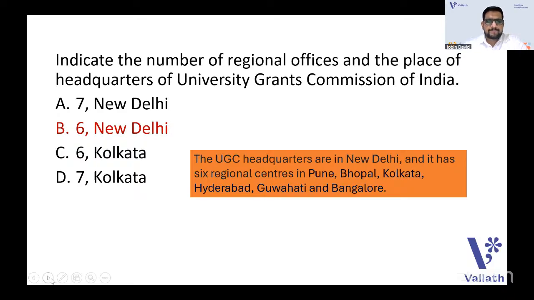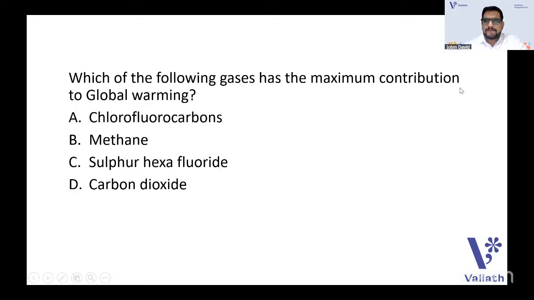Okay, next one. Which of the following gases has the maximum contribution to global warming? Is it chlorofluorocarbons, methane, sulfur hexafluoride, or carbon dioxide? You have all these gases, and chlorofluorocarbons are also familiar to you. So which is the one having the maximum contribution to global warming?